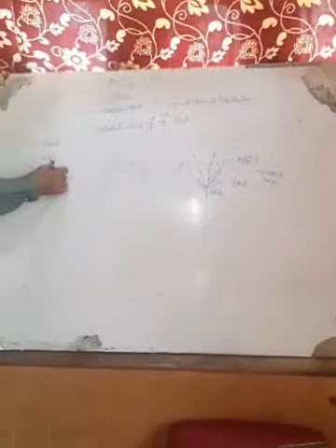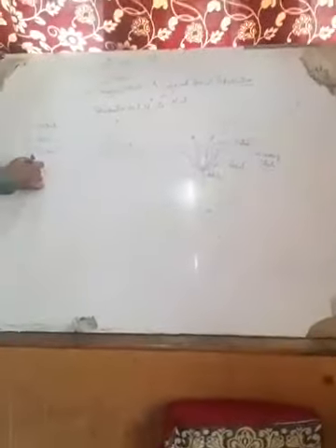The outermost covering is the sepal, the protective covering. Second is the petal, and third is the stamen. And number fourth is the carpel.